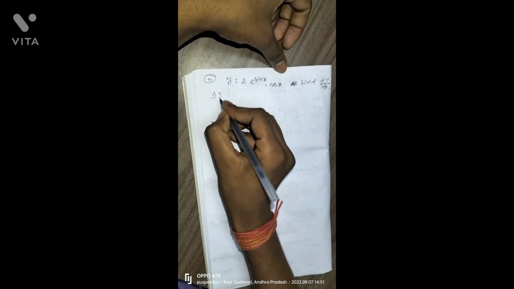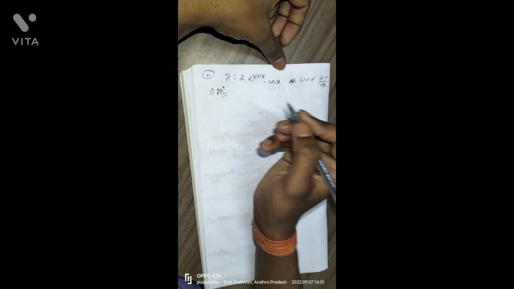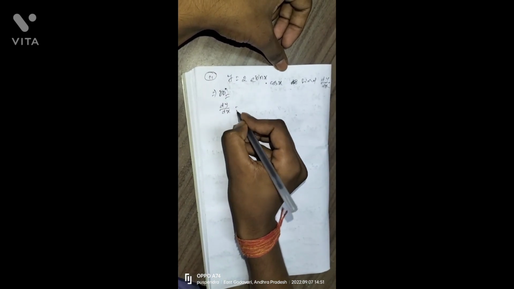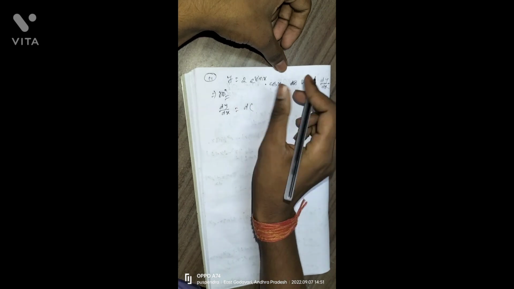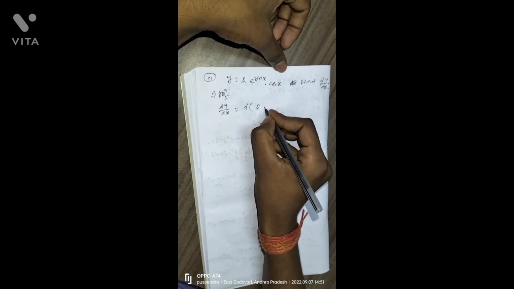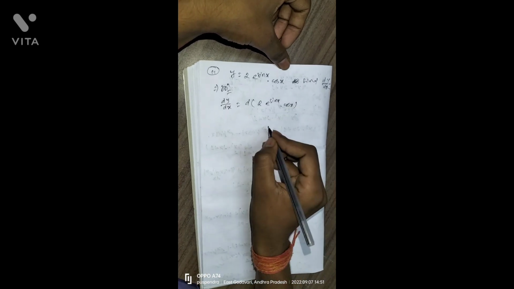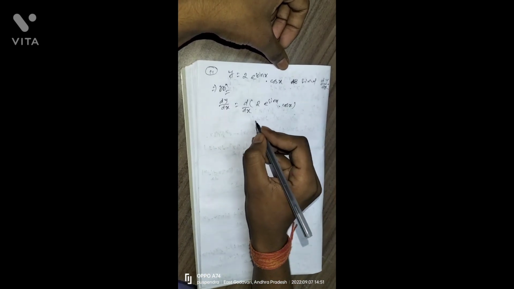Now how to find this? First write the solution, you know that. Now take this dy by dx. dy means this term, 2 e to the power sin x into cos x, upon dx. Now what will you do?